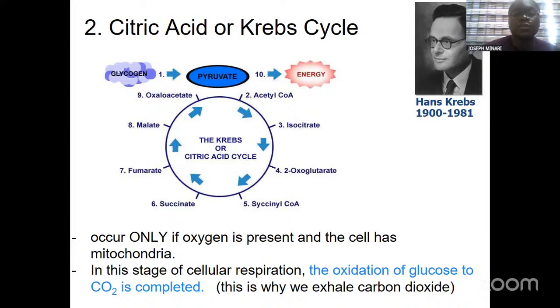Okay, so what happens in the Krebs cycle or the citric acid cycle? The pyruvate that is coming from being converted to acetyl-CoA combines with oxaloacetate to form citrate, and then isocitrate to oxoglutarate, to succinyl-CoA, to succinate, to fumarate, and then to malate.